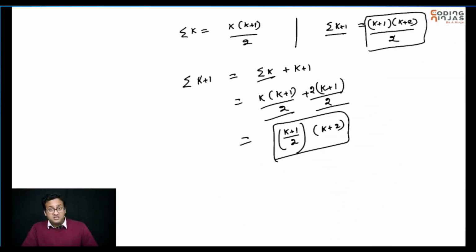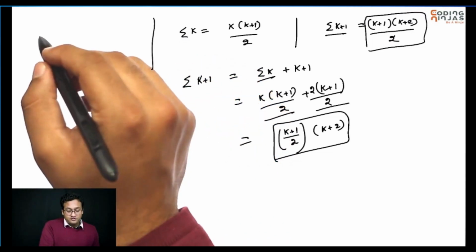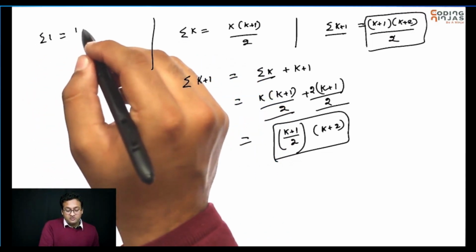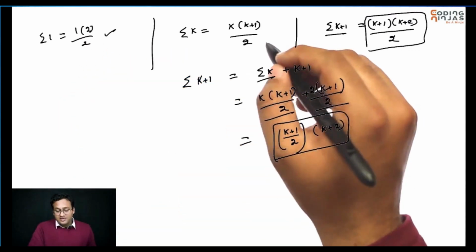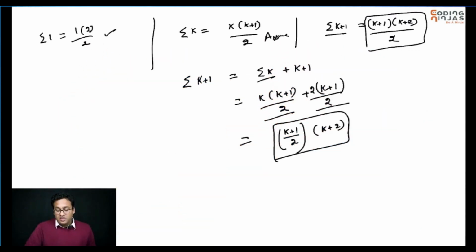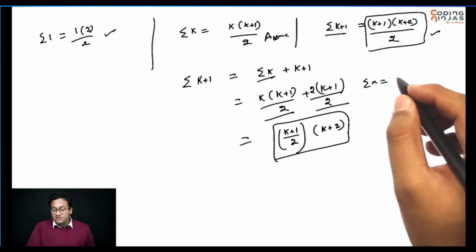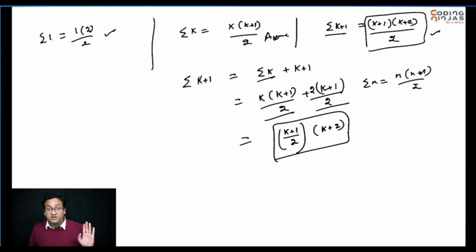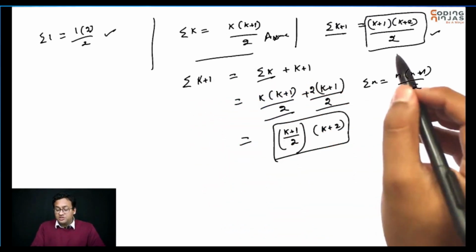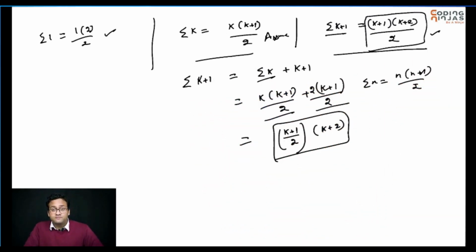So that basically means I have proved that sigma 1 is equal to 1 into 2 by 2. This is done. This I assumed. I don't have to prove this. And using this, I have proved this. PMI says now you have proved that sigma n is equal to n into n plus 1 by 2. You don't have to worry about this statement anymore. This is definitely true. Okay. So the middle statement is an assumption. The last one is a proof.